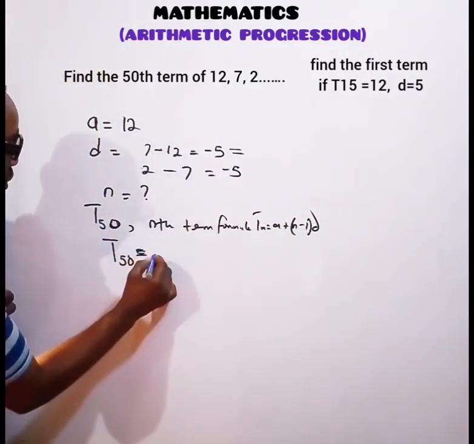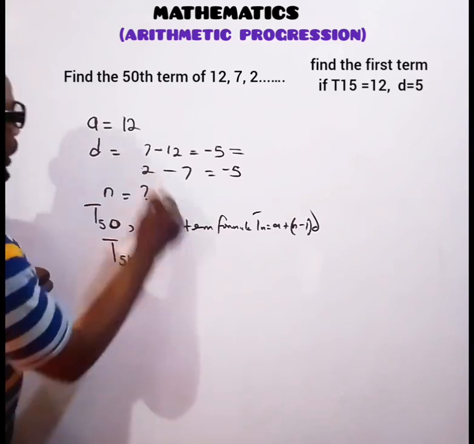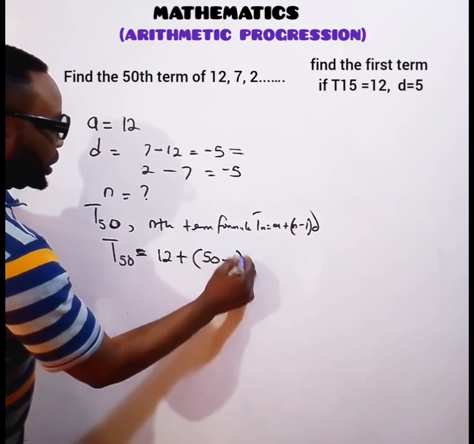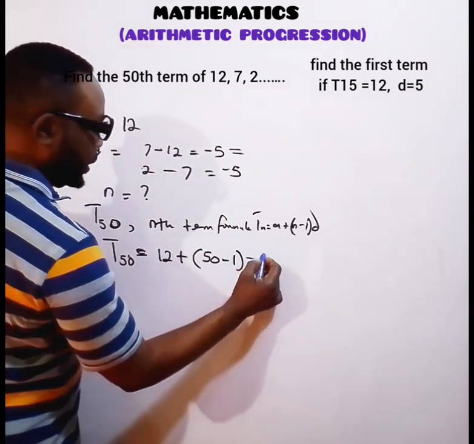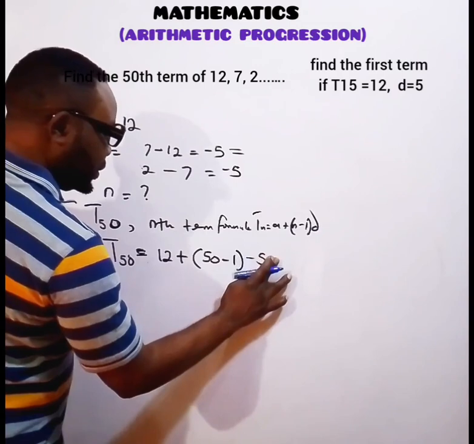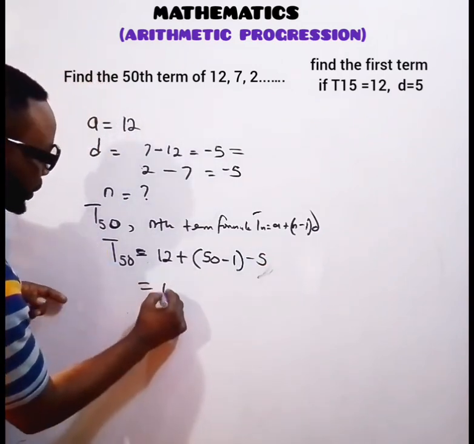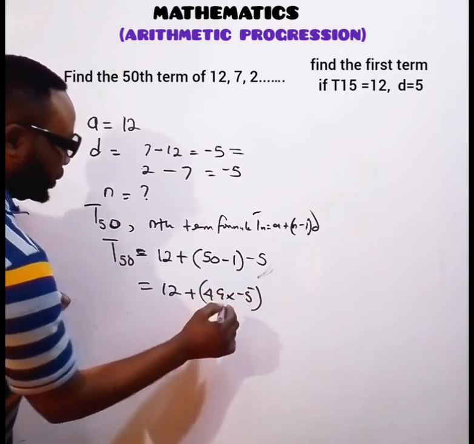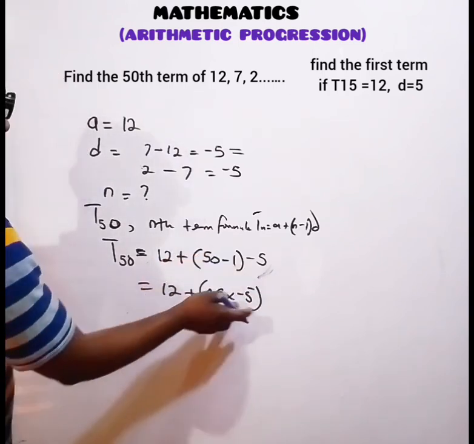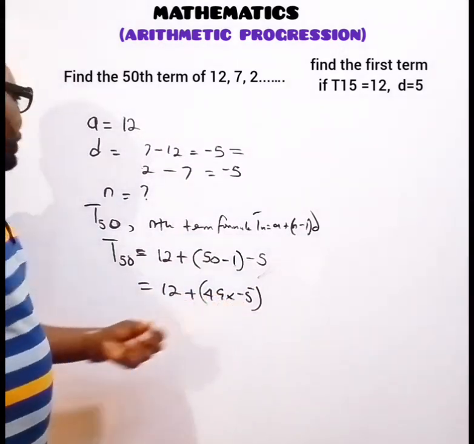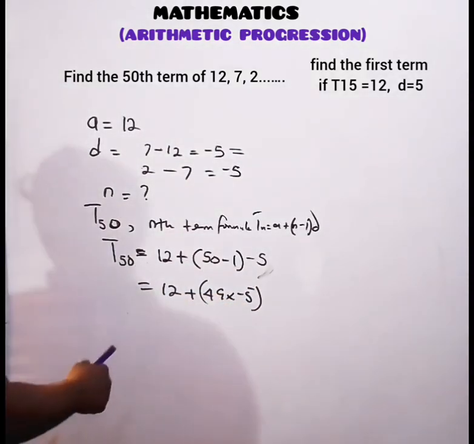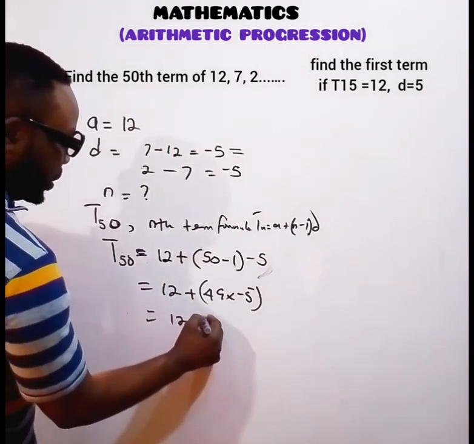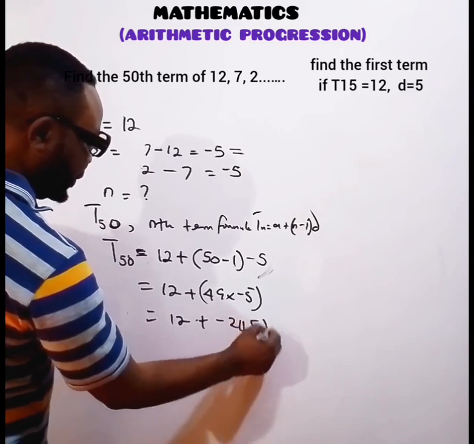So T50 will be equal to a, which is 12, plus n, which is 50, minus 1 in bracket. The common difference is minus 5, which will give us 12 plus 49 times minus 5. 50 minus 1 is 49. Multiplied by minus 5, we are going to get 245, so it is 12 plus minus 245.